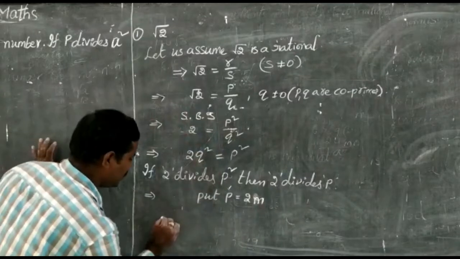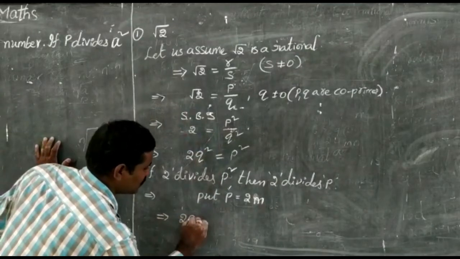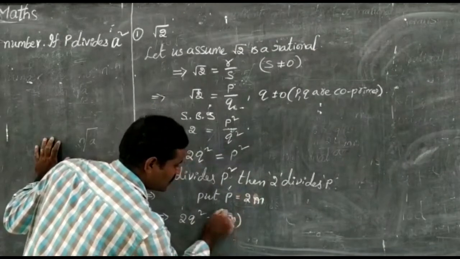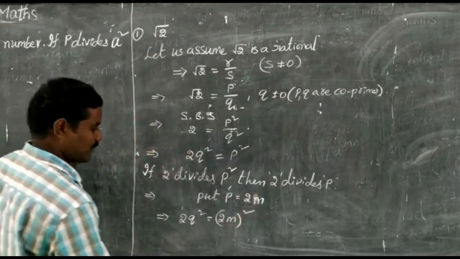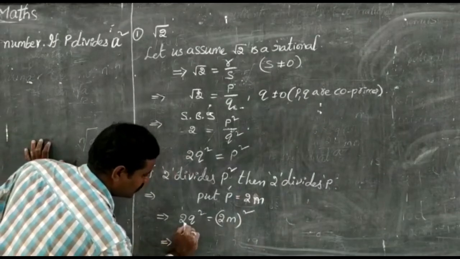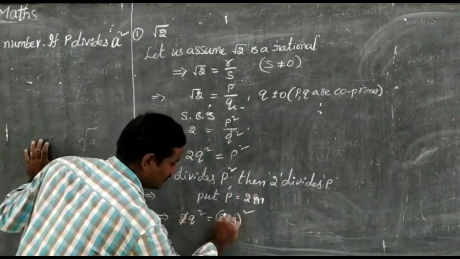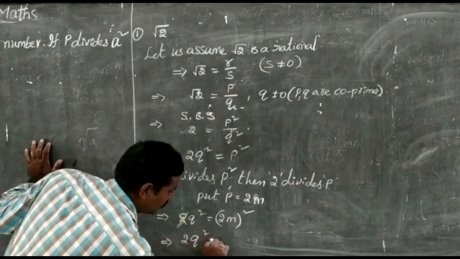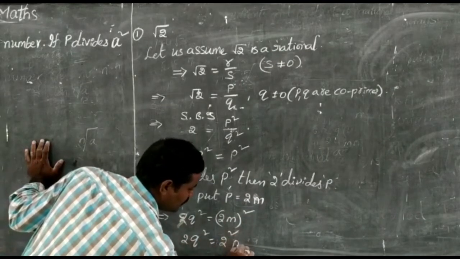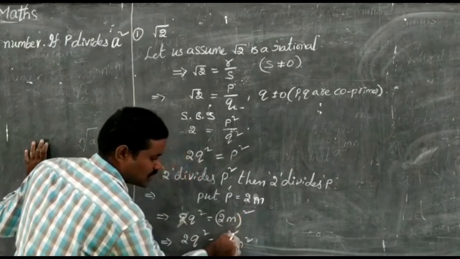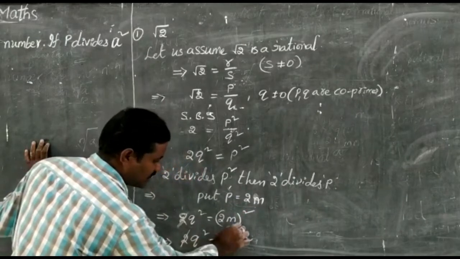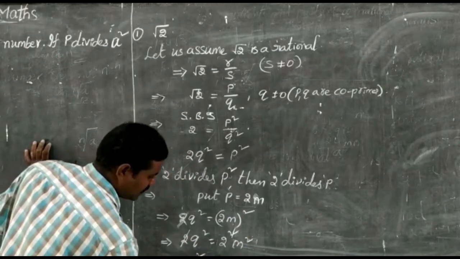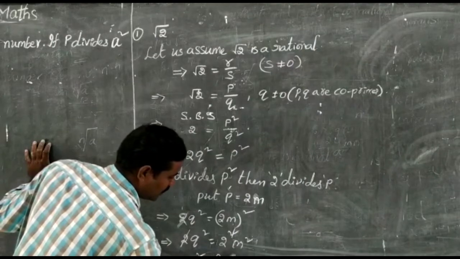Now substitute here. 2q square equal to p value, 2m whole square. Now one 2 will be cancelled. Now we can write like this: 2q square equal to 2 square m square. 2m whole square means 2 square m square. 2 is cancelled from both sides. Now the remaining one is q square is equal to 2m square.